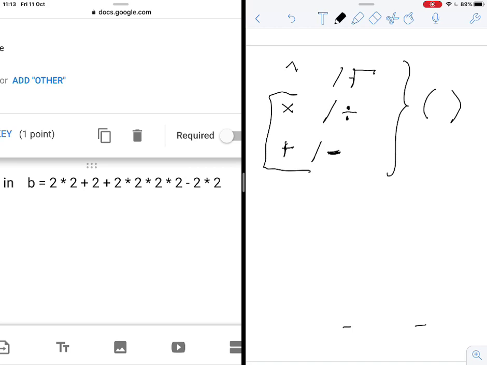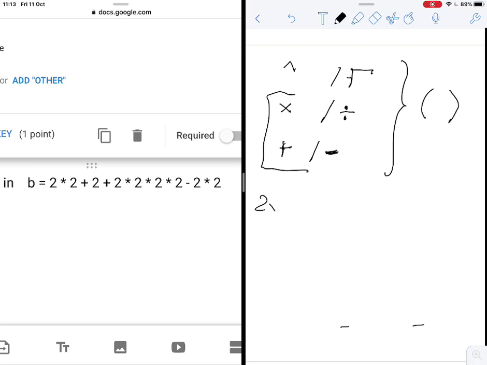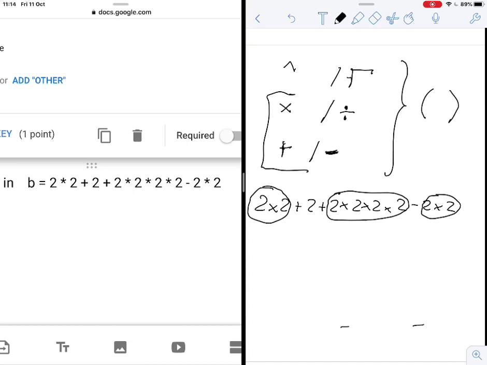Right, let's do that together, okay? So we have 2 times 2 plus 2 plus 2 times 2 times 2 times 2 minus 2 times 2. And the easiest way of dealing with that is, remember, you have to do multiplications before you do any addition or subtraction. So, the way I used to do that is I circle all the multiplications. And do the multiplications first.